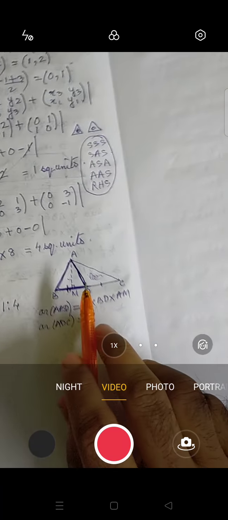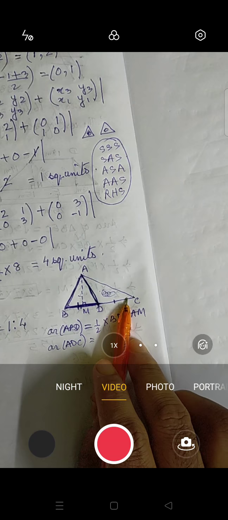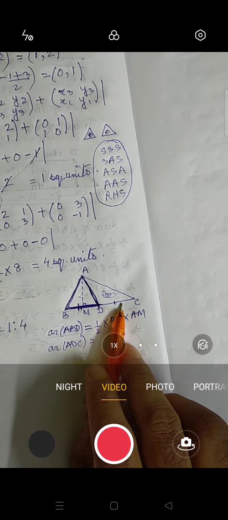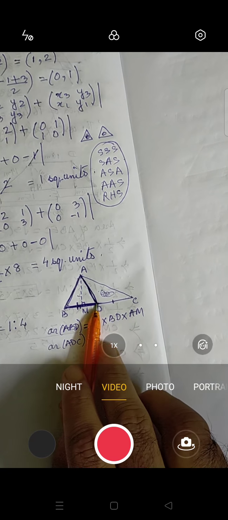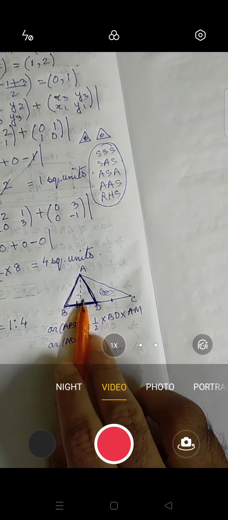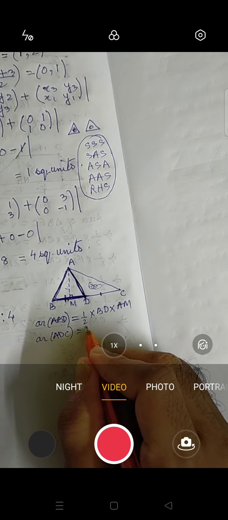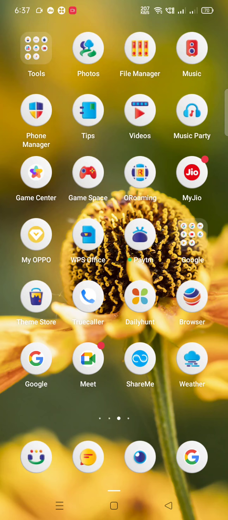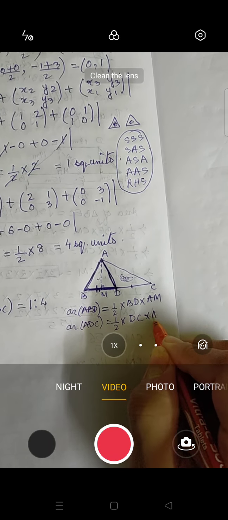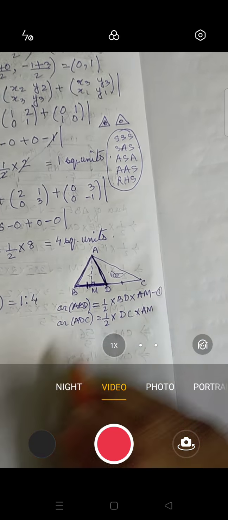So same way, ADC, this is the triangle. I am taking this as the base. So the height is not this one. I have extended this line till here. This will be the height. Is it clear? So I will be taking half into base. Base is DC and height is AM. Let us suppose that this is equation 1.